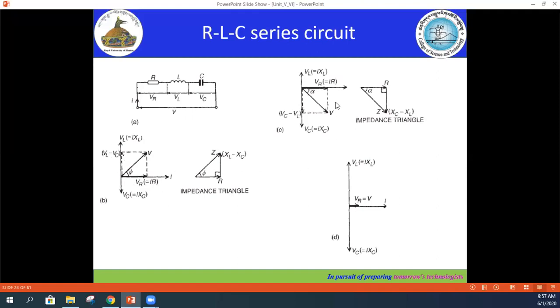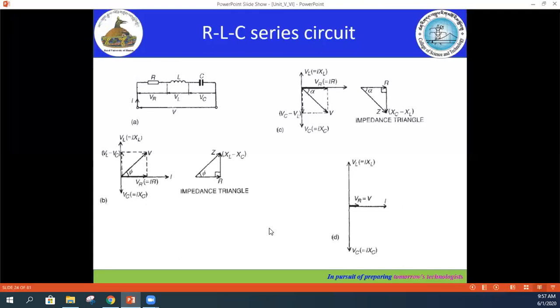In the second case, when VC is greater than VL, we'll have the voltage triangle like this, and our impedance triangle will also change as per the voltage triangle. And then we have the third case, when VC is equal to VL. So we have the phasor diagram like this.